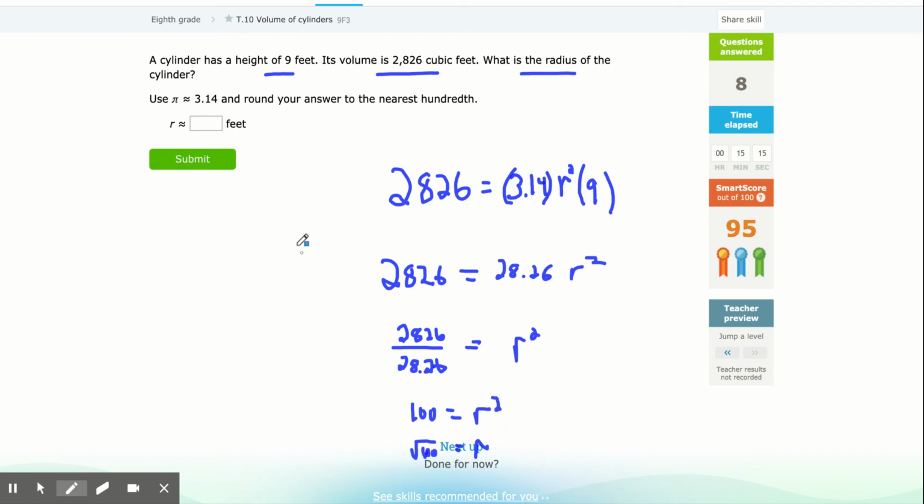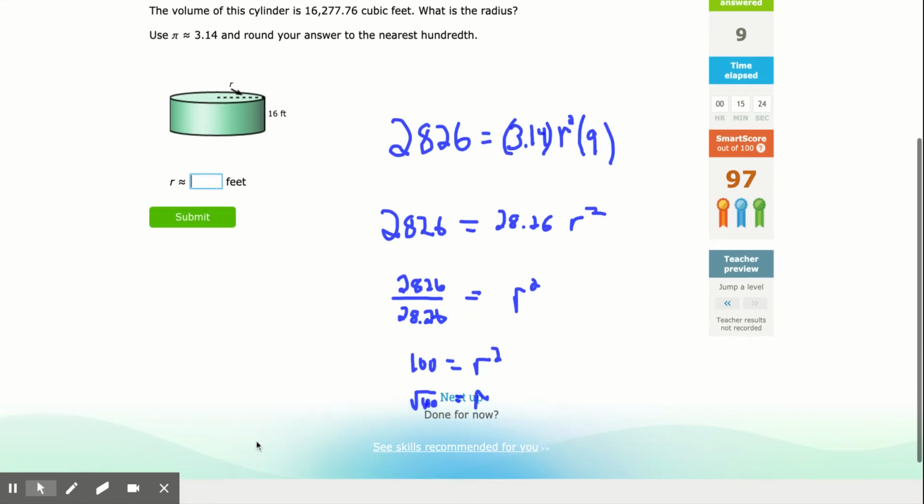Now this is where you take the square root. And the square root of 100 is 10. So you might get one where you have to take a square root at some point. If you have any questions, please bring them to class.